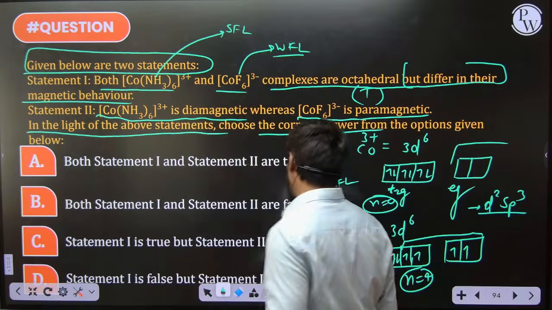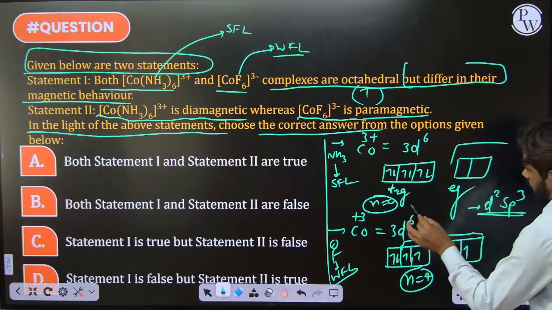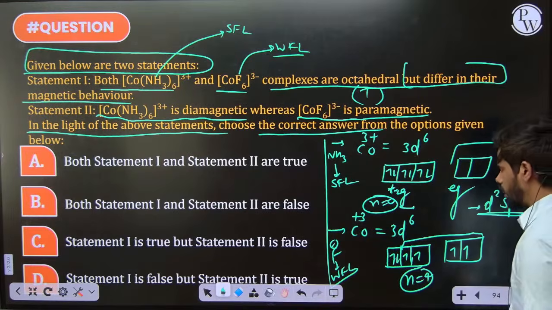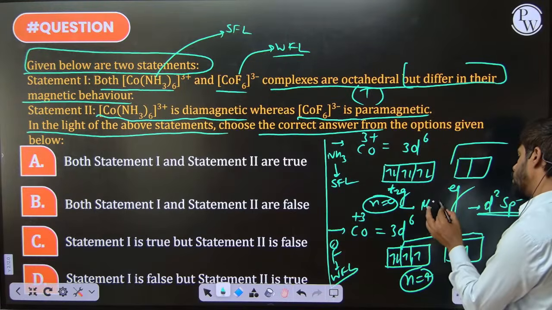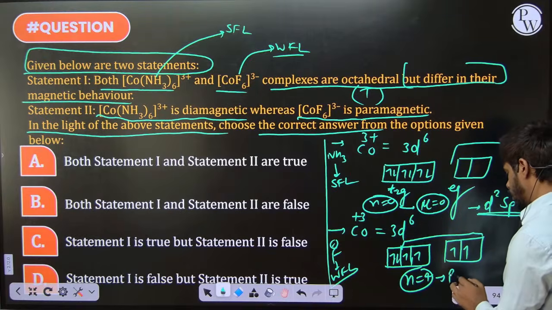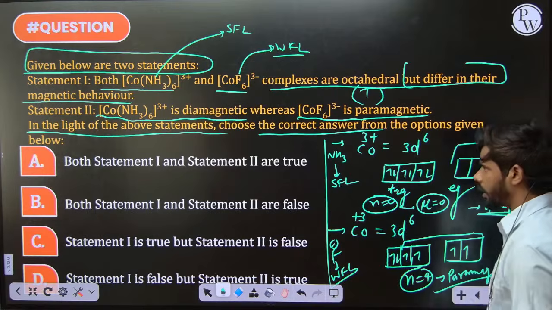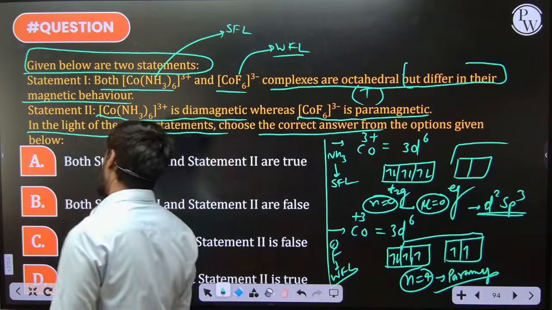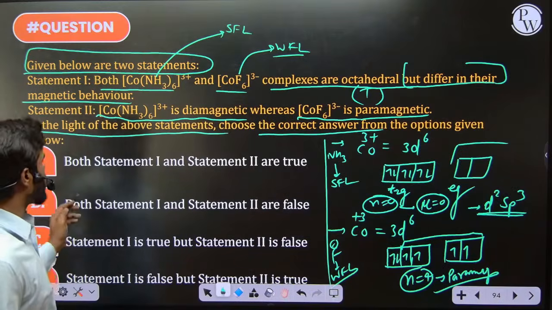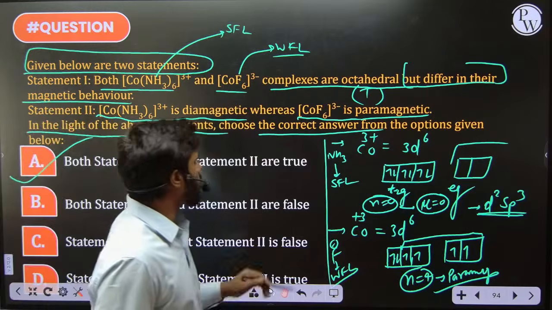So it is given that we have d2sp3, which has n equal to 0. That means the magnetic moment value is 0. It is diamagnetic. Where the number of unpaired electrons is there, we can say it is paramagnetic in nature. So this is correct, we can say. Statement first and second are both true. That is, both statements are true.